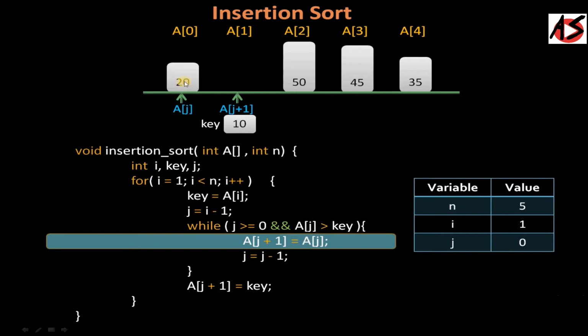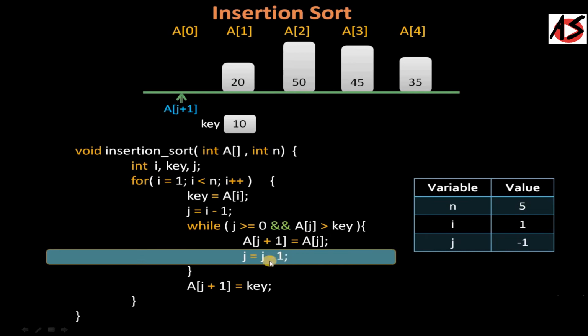A[j] is 20, so now you shift 20 to A[j+1]. Here we copy A[j] into A[j+1]. So A[j] is still here, but we are going to overwrite it. So we are not writing 20 here; for better visualization, we are not displaying 20 here. Then we take j equal to j minus 1. So your j is now minus 1.